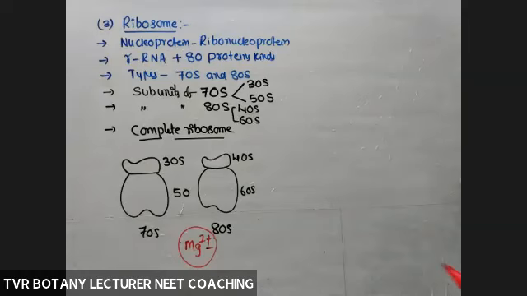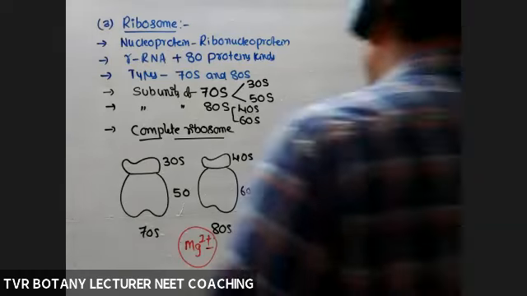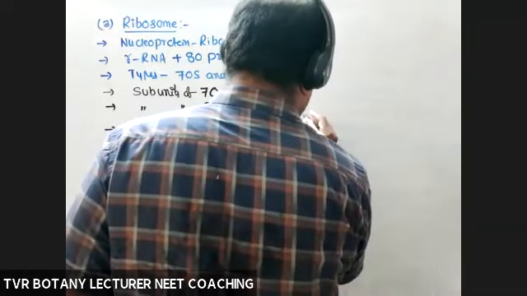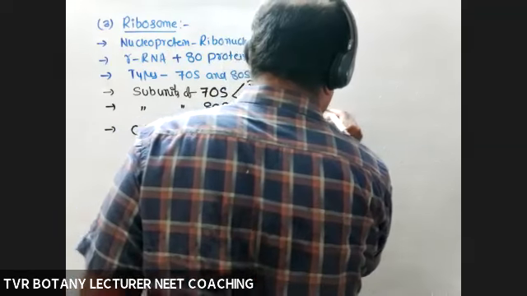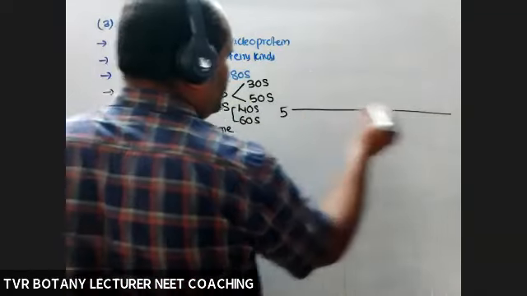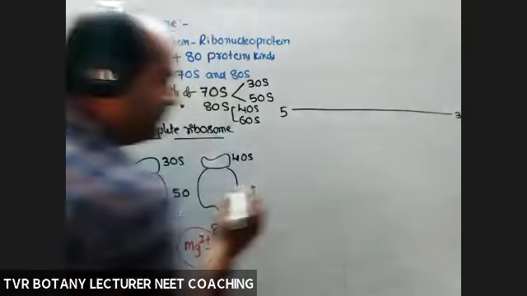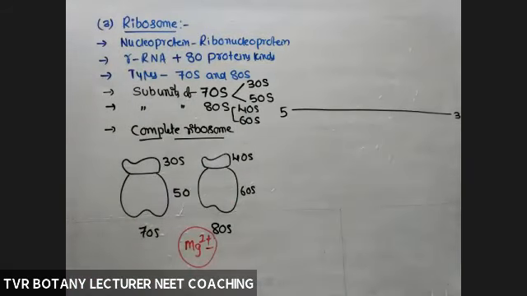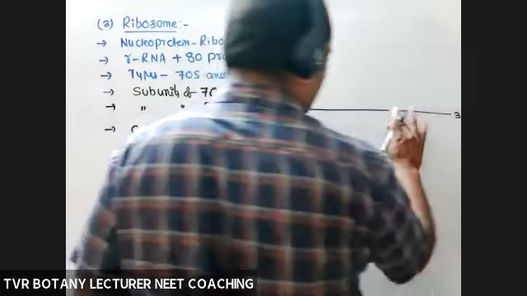Now, what is the role of a ribosome, either 70S or 80S? To understand that, we should take an mRNA molecule. For example, this is an mRNA molecule, 5' and 3' end. And take a certain number of codons, 3 or 4, triplet codons.